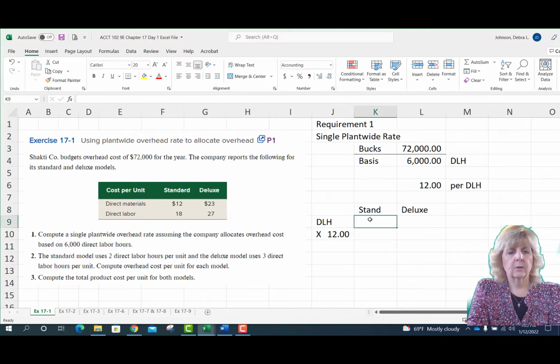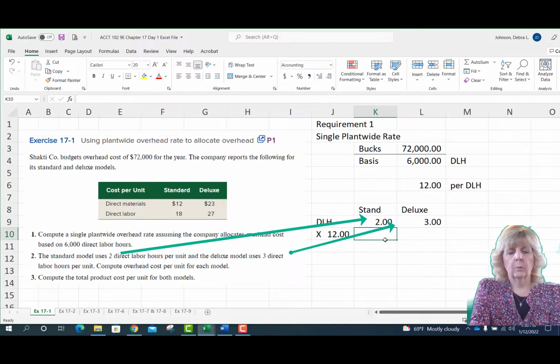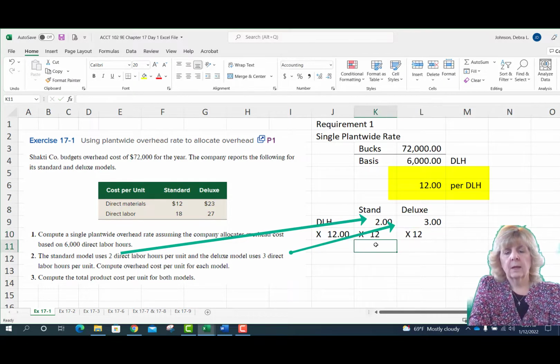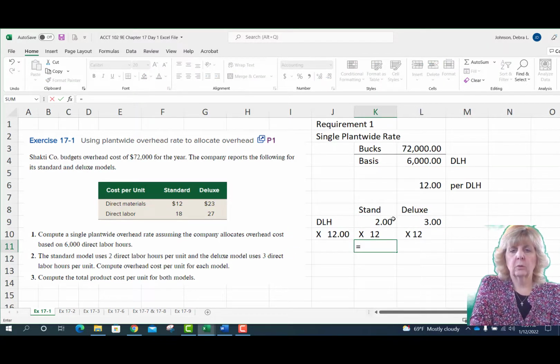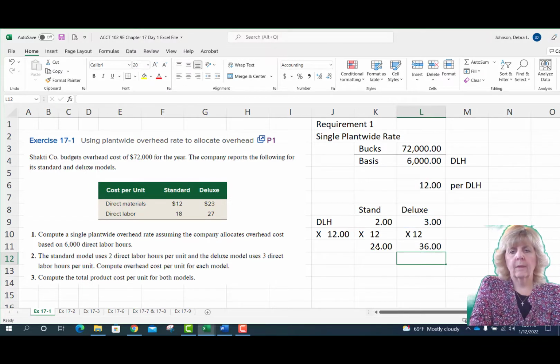and we'll answer that. So 2 direct labor hours for this one, 3 direct labor hours for this one. We'll multiply by 12, just again to leave a good trail for how you got those items. And then we'll do the math. 2 times 12. Most of you can probably do that in your head. And then 3 hours times $12 per hour. There would be the overhead cost per unit.